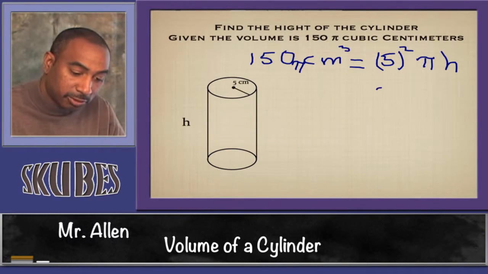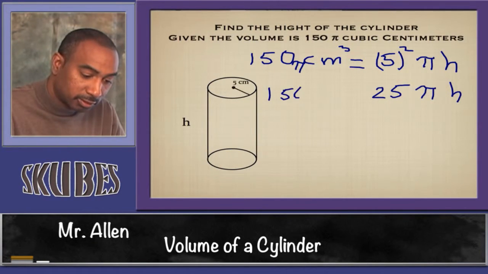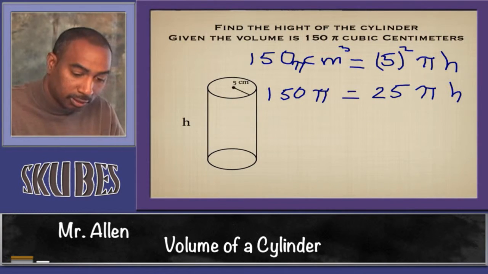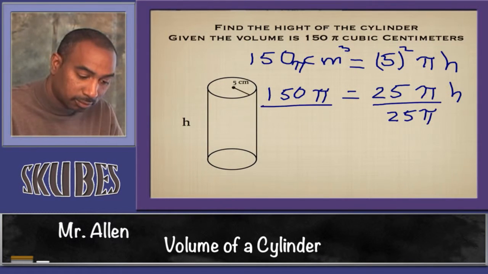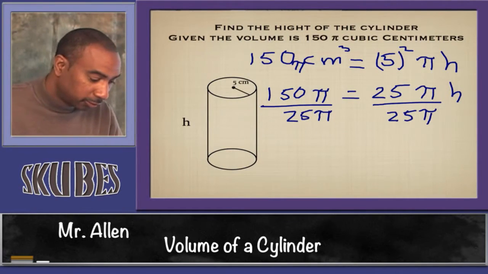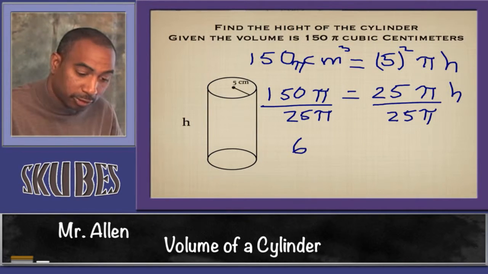5 times 5 is 25. You have 150 pi here. And what you're going to do is divide both sides by 25 pi, which will give you 6. But don't forget the units are centimeters, and this is the height.